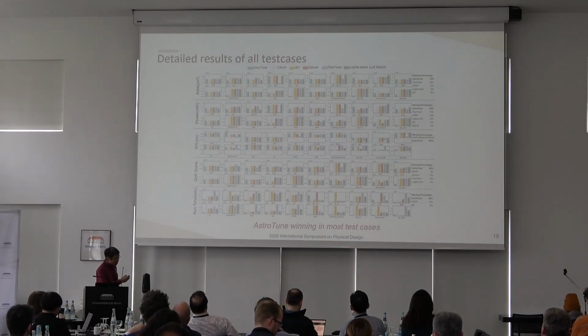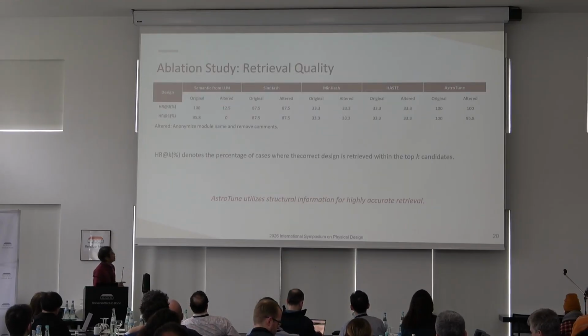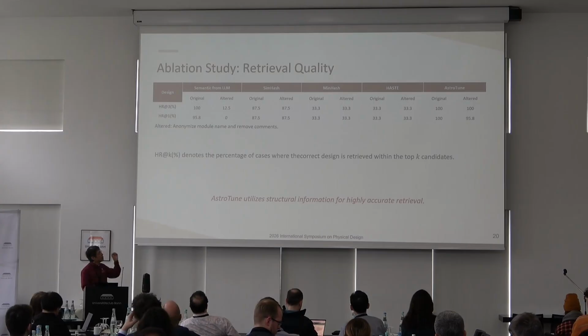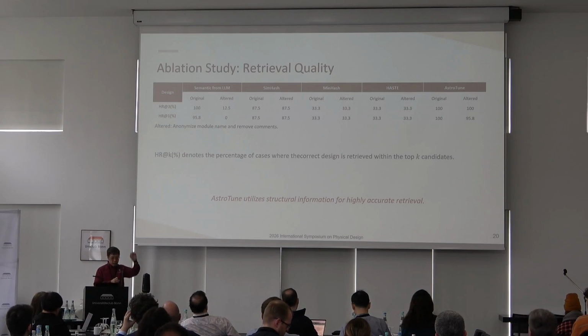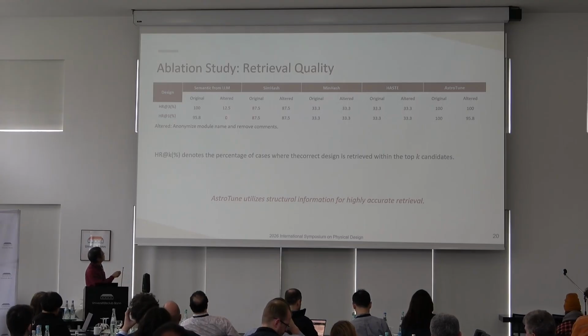This one is more detail on each individual case. This is one I'd like to show you, to explain why we use this AST-based approach and how this similarity metric matters. This shows that if we only use a large language model to compare one design and the database, for the original design that is fine. The alternate means we make some perturbation of the code. We change the module name, we remove some of the comments, and then the result becomes really bad. This means the number 1 match and the top 3 match results are really bad.